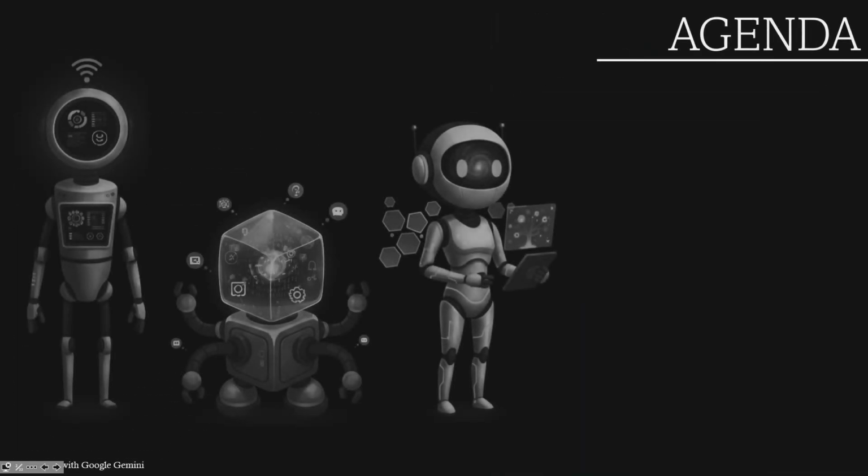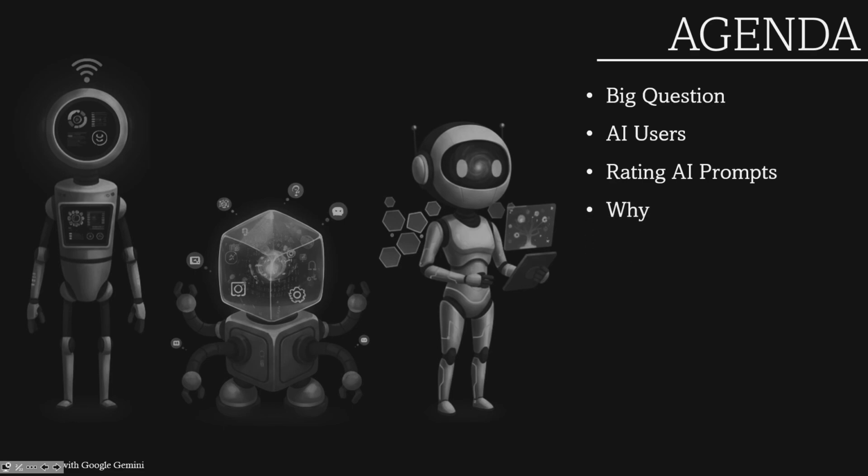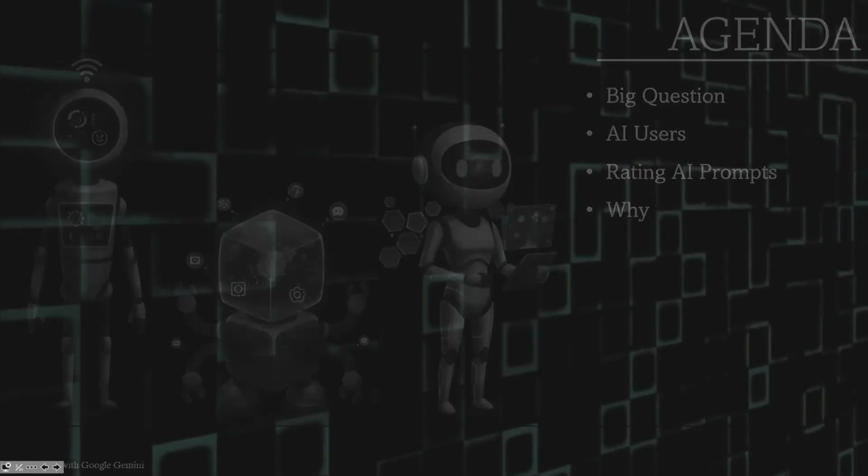So our agenda for today is we're going to start off with asking the big question. And later on, we're going to answer that big question and see if you've changed your thoughts on AI literacy. Then we're going to introduce you to some AI users that are going to go over AI literacy, what's a good prompt, what's a bad prompt, and then we're going to rate some AI prompts together. Then at the end, we're going to learn about the why behind the importance of learning AI literacy.